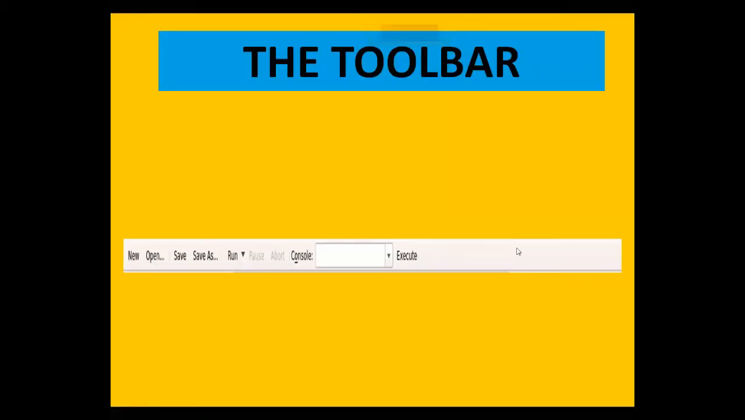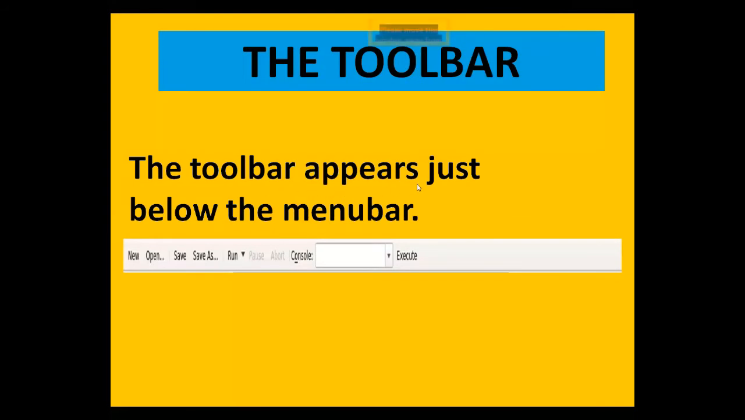So this is the toolbar. The toolbar appears just below the menu bar. Now we learn all the actions one by one. The buttons on the toolbar are the new button, open button, save as button, run button, pause, abort, console and execute button.